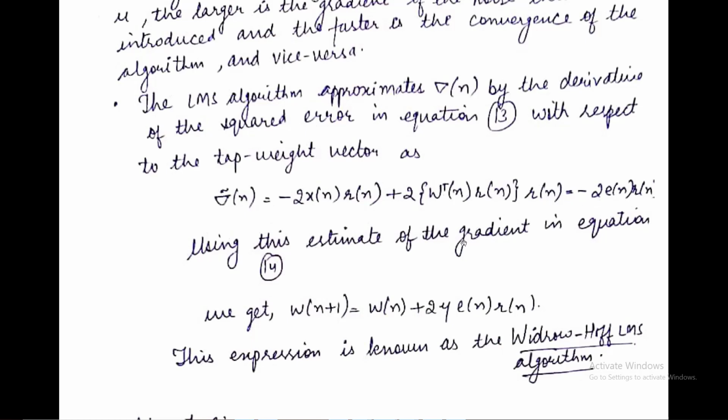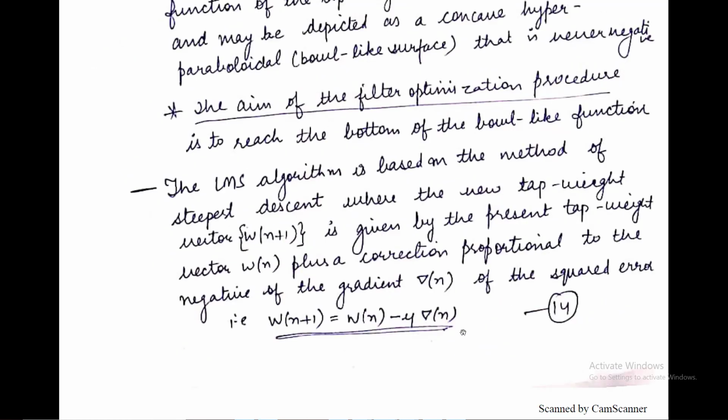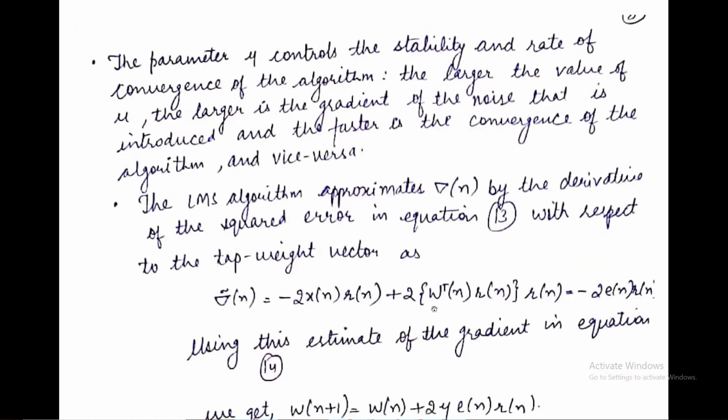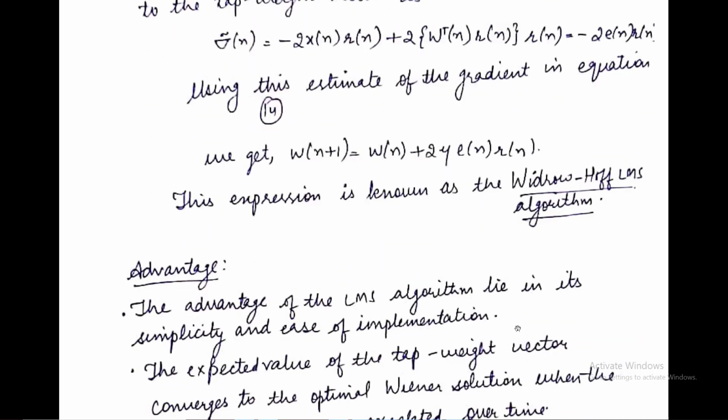Using this estimate of the gradient in equation 14, we get w[n+1] is equal to w[n] plus 2 mu e[n]r[n], because there it was mu into ∇[n]. So we have to keep the value of ∇[n], and basically ∇[n] will be minus 2e[n]r[n]. So I kept it in this equation, and this is basically known as the Widrow LMS algorithm. So it is known as the Widrow least mean square algorithm.